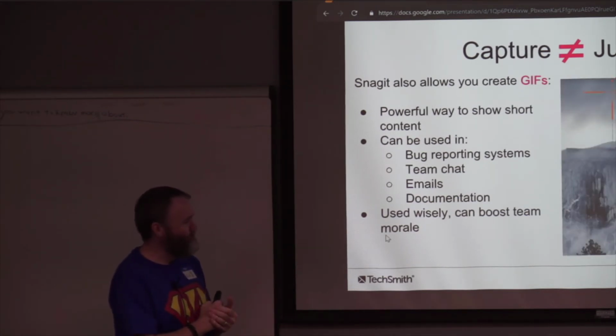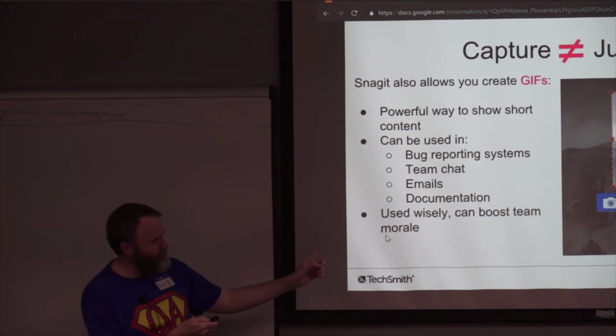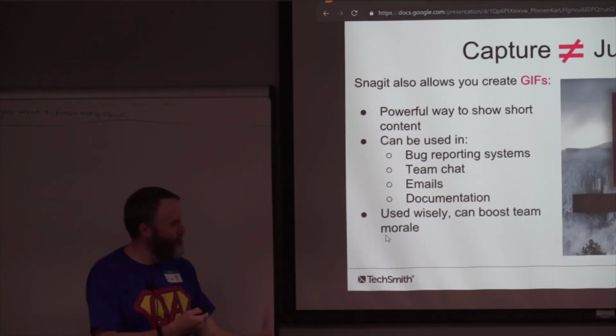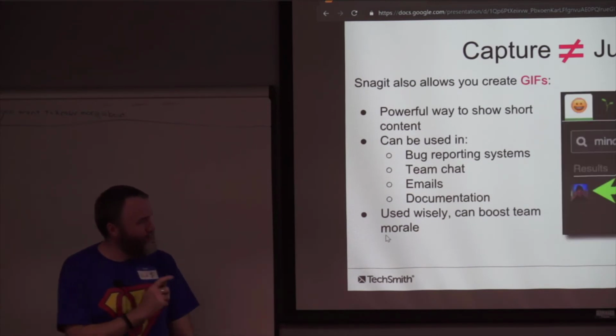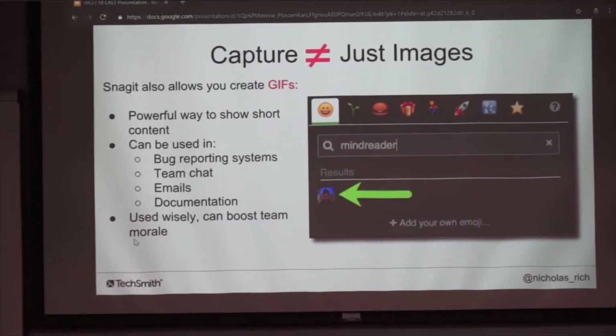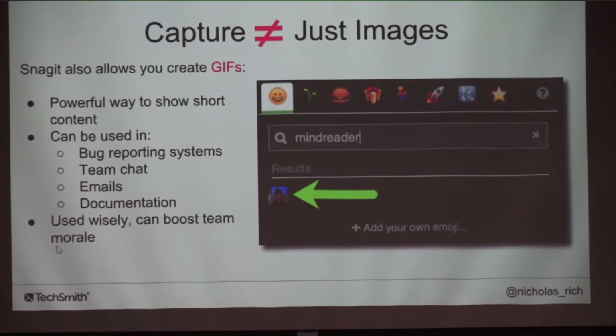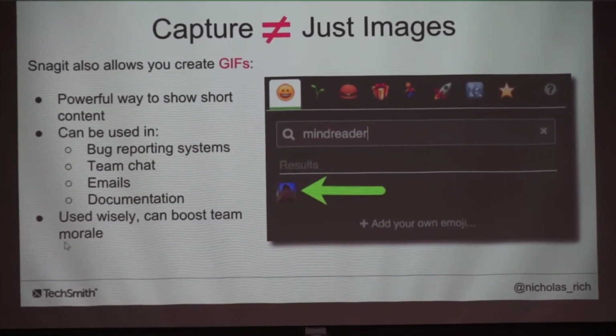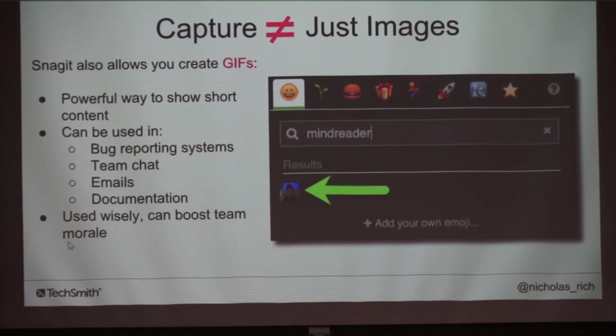emails and documentation. And the morale I'm talking about, if you use them wisely, you can actually use them to build team camaraderie. We use FlowDoc, and if you get a certain reputation, eventually you make it to GIF status. And I made it to GIF status about a month ago.